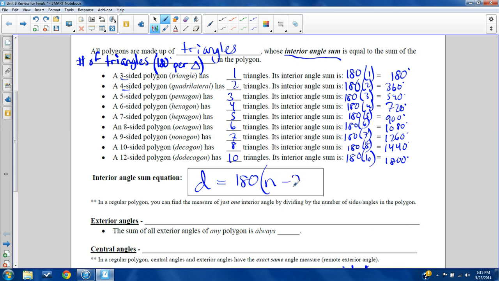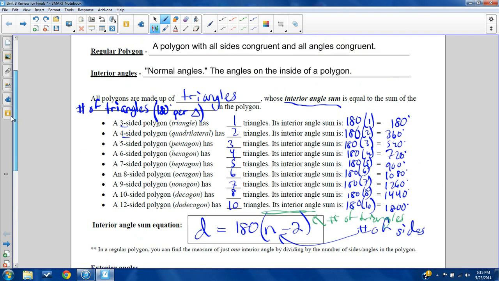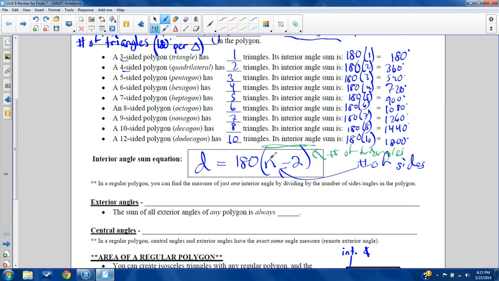So if I take n, call that the number of sides, subtract 2 from it, then I'm going to give myself the number of triangles. So this whole part right here is the number of triangles. If I multiply 180, the measure of each triangle sum, by the number of triangles, I'm going to get the interior angle sum of the entire polygon. Doesn't matter how many sides there are, you just have to make sure you indicate that there.